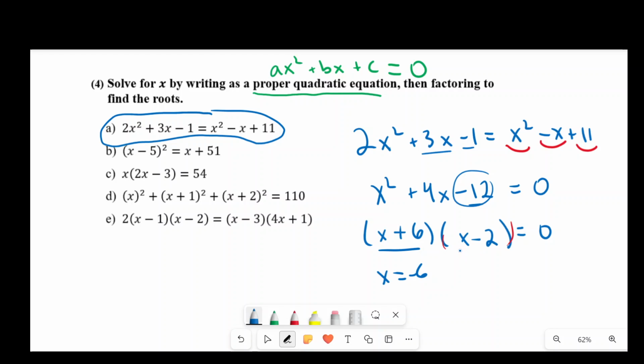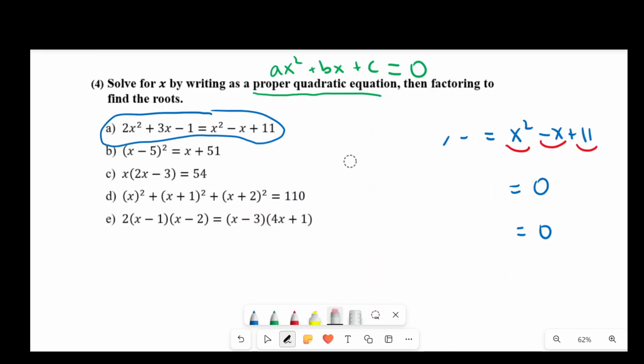And similarly, what number for x makes the second bracket equal to 0? Because if the second bracket's 0, 0 times whatever this bracket is still 0. So the number that makes this bracket 0 is x equals 2. So I've solved the equation. I've got two answers, negative 6 and 2. Okay. So let's clear the screen and look at question number 2.